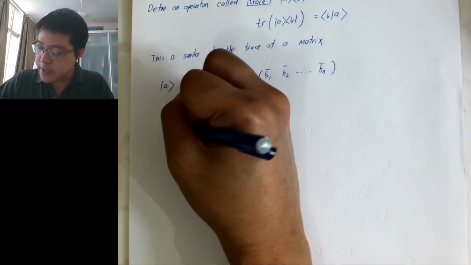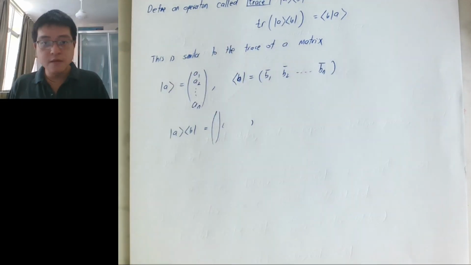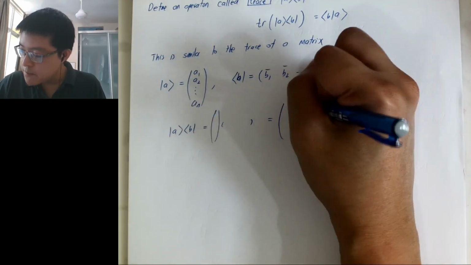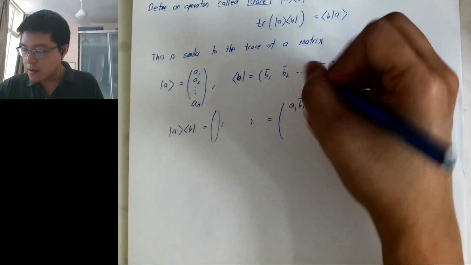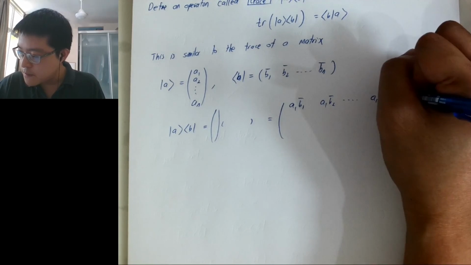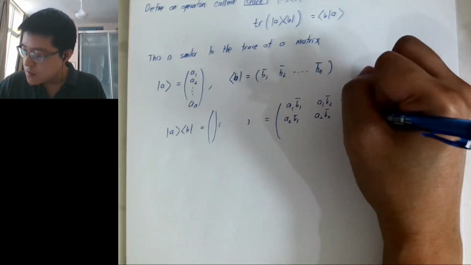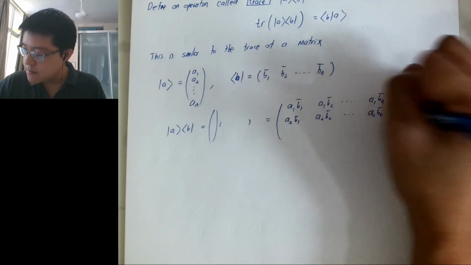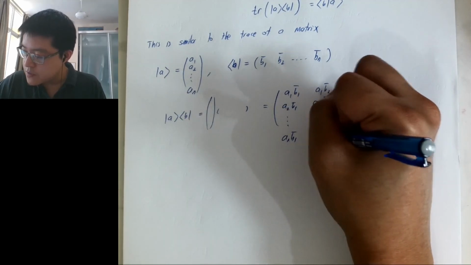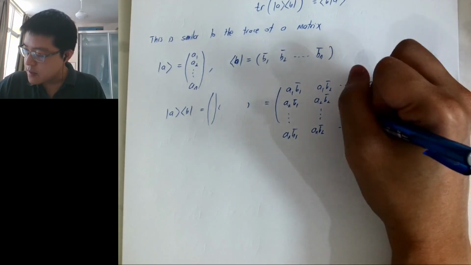So when you do the ket bra AB, you're basically just taking the column vector multiplied by the row vector, and you end up with an n by n matrix. It's just A1B1 bar, A1B2 bar, and then all the way until A1BN bar. Then the next one will be A2B1 bar, A2B2 bar, dot dot dot, A2BN bar. All the way until the last row is ANB1 bar, ANB2 bar, and the last one is ANBN bar, and everything in between.